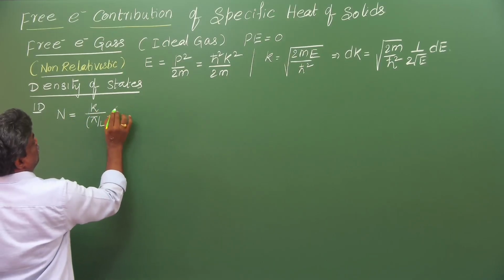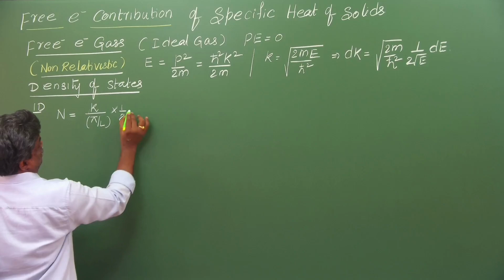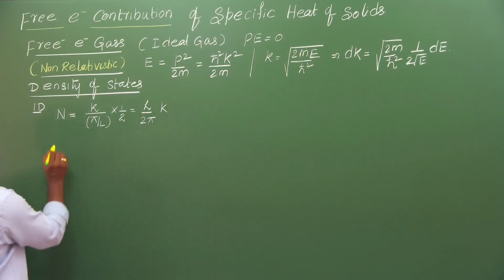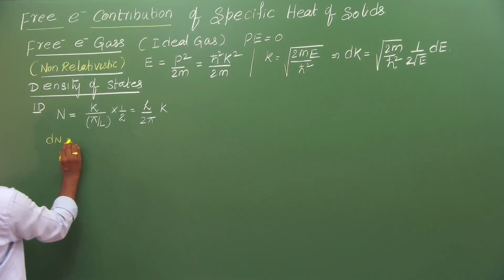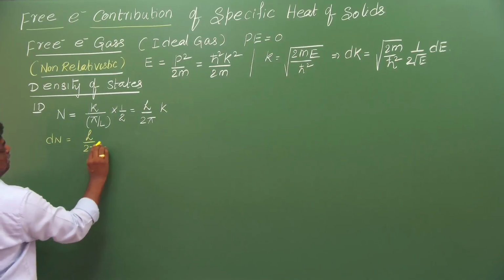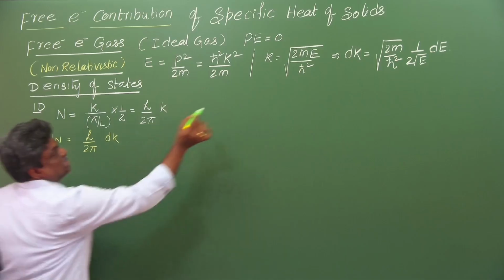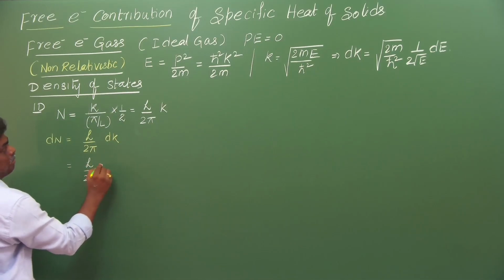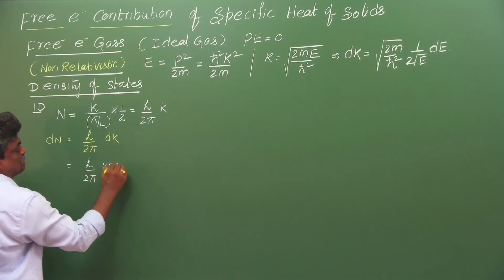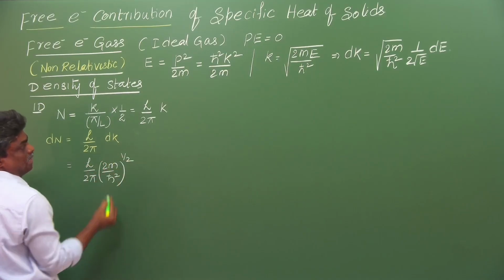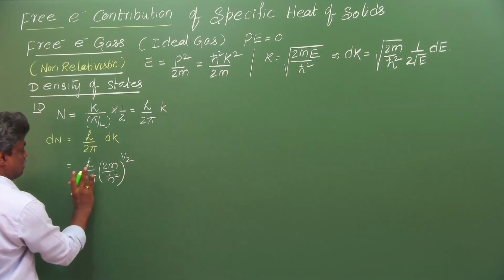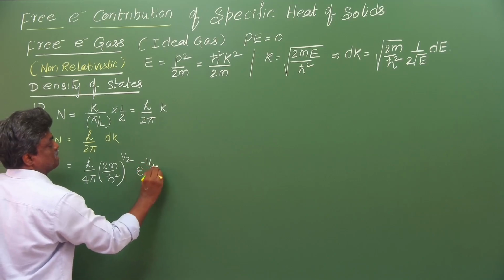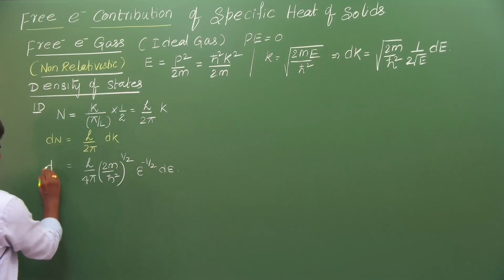And this must be multiplied by L by 2 pi into k. So what you have to do is just find dN equals L by 2 pi into dk. So please substitute that dk here. Just the first one I am doing: L by 2 pi, 2m by h cross square whole power 1 by 2, into 1 by 2 E raised to minus 1 by 2 dE. That's it.